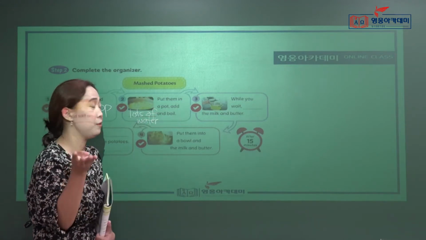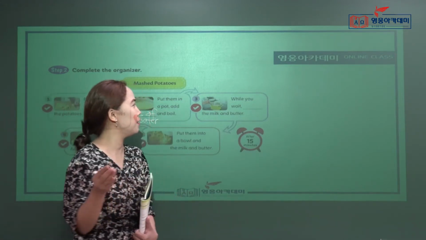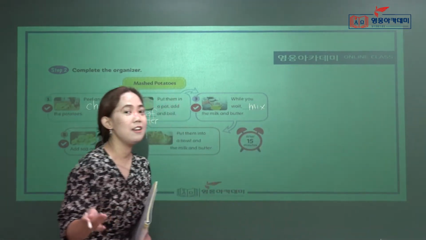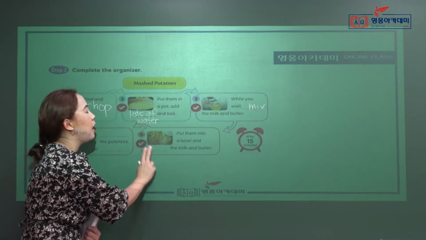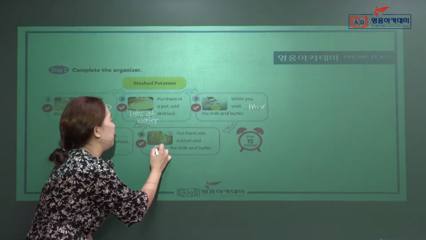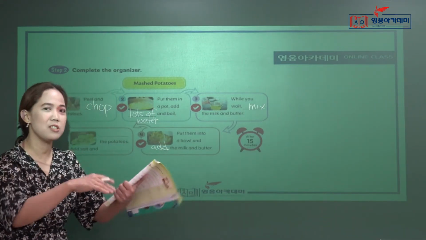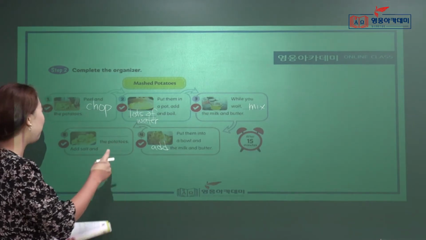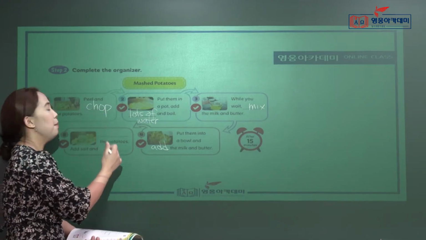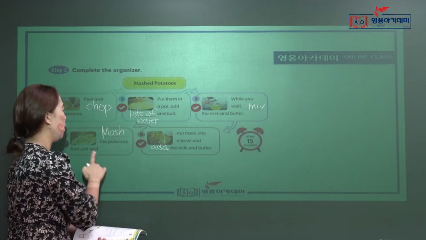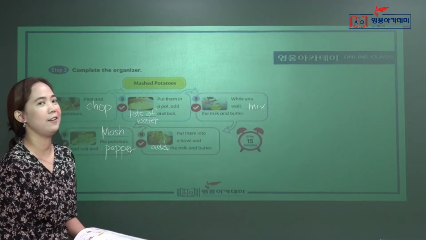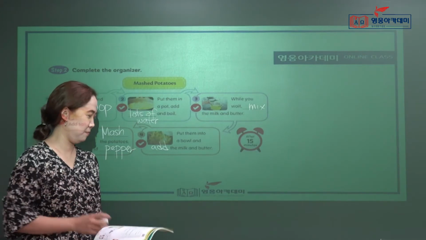And boil. Number 3, while you wait, mix. That's right. Mix the milk and butter. Next, number 4, put them in the bowl and, what's the answer, guys? Add the milk and butter. This time you're just literally mixing everything, right? And number 5, blank the potatoes, add salt and blank. What's the answer? Mash the potatoes, add salt and pepper. Okay. Complete your answers, guys.